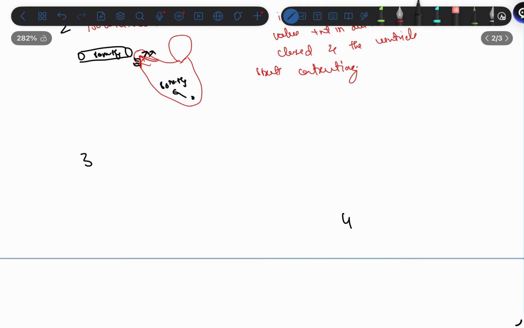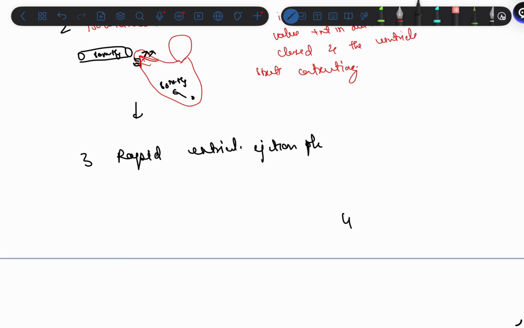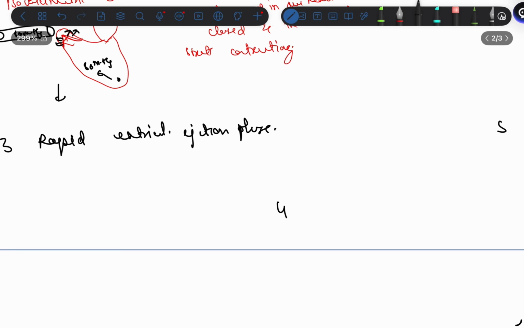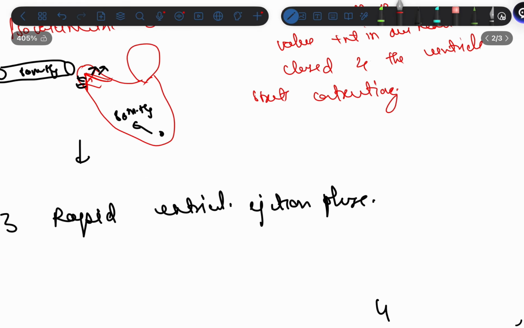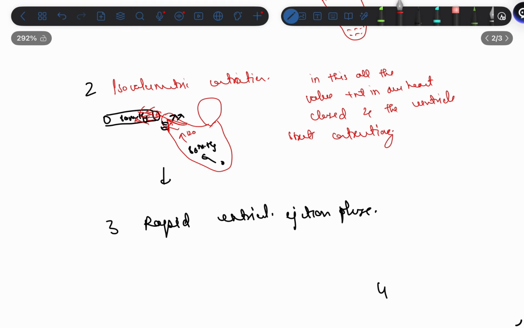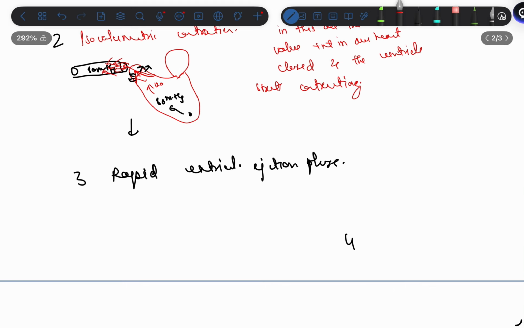So it comes to the next phase, which is known as the rapid ventricular ejection phase. Okay, so in this, the blood is ejected into the aorta and into the pulmonary artery from the right heart. Okay, because the pressure goes from 80 to 120 mm Hg, and the ventricle pumps rapidly into the aorta and pulmonary artery.